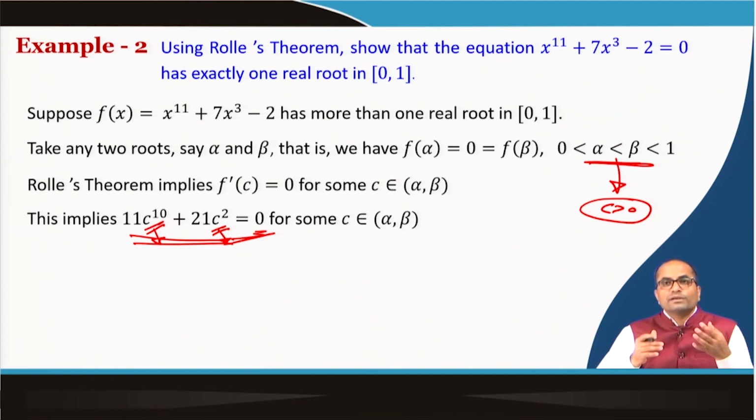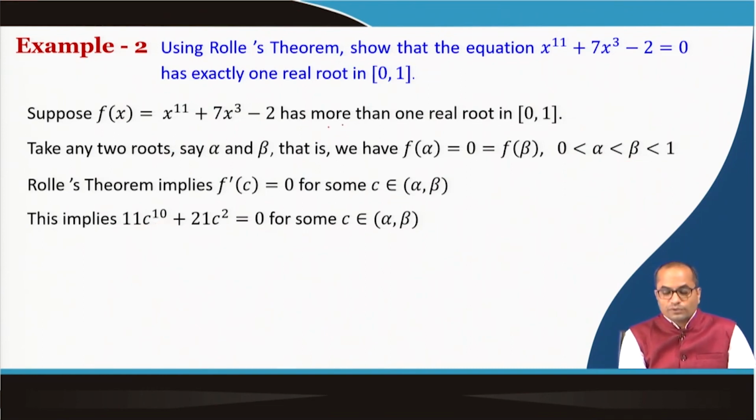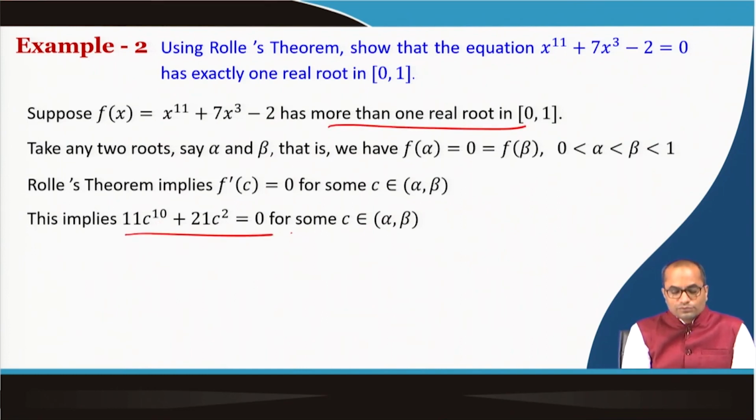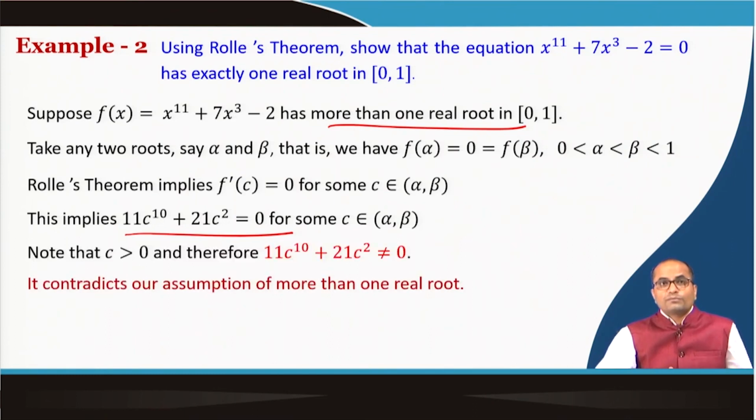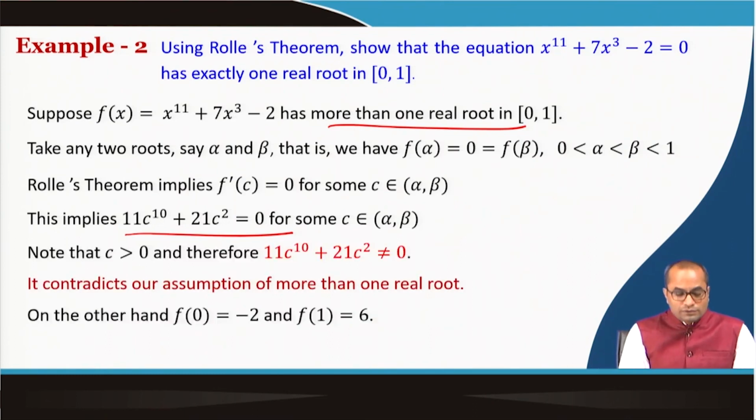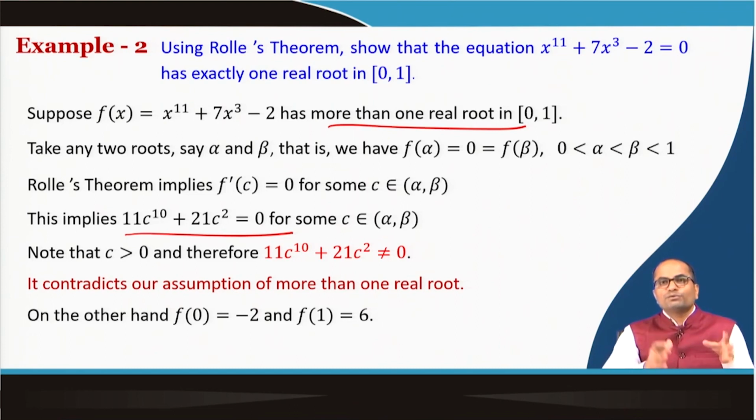In this interval, that means we have a contradiction: this expression cannot be 0, but if we assume that it has more than one real root, then we come to this conclusion which cannot happen. So, it is a contradiction. So, we get back to our assumption that we cannot have two or more than two real roots for this function. Now, it should have at least one root, only then can we conclude that it has exactly one real root. So, we have excluded that it can have two or more real roots.